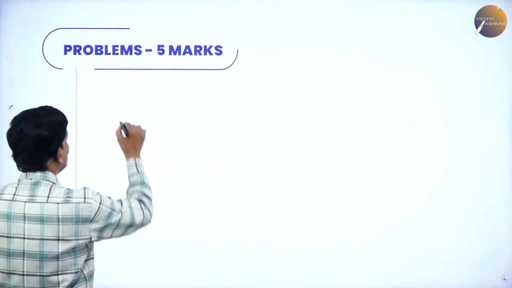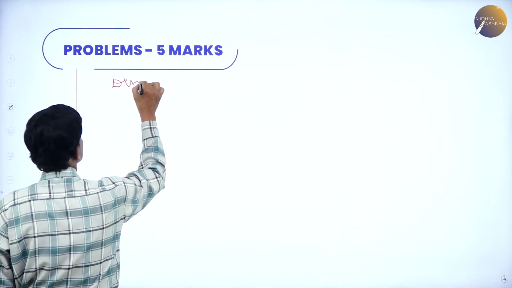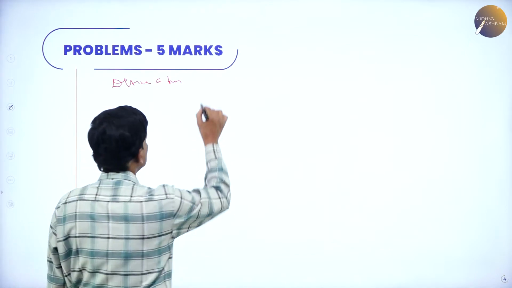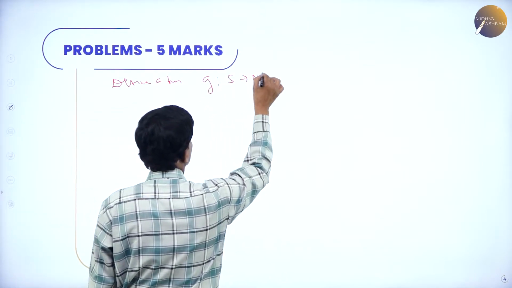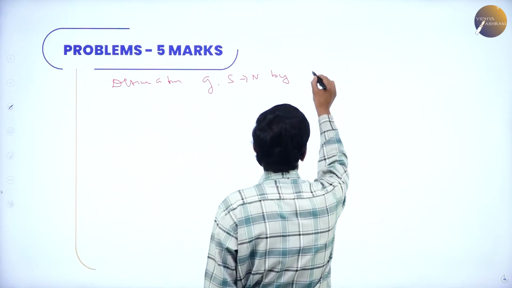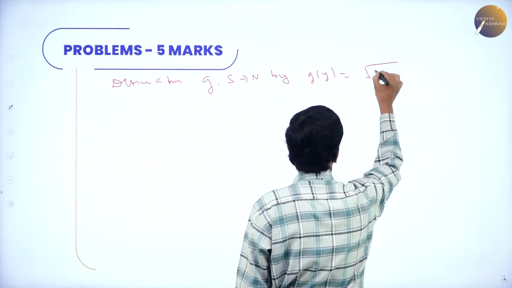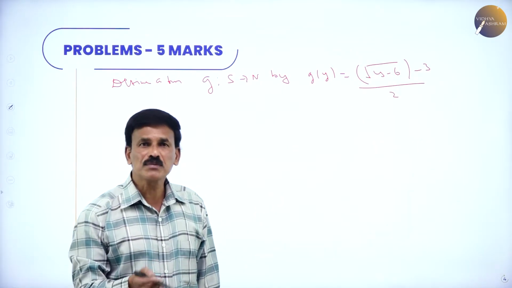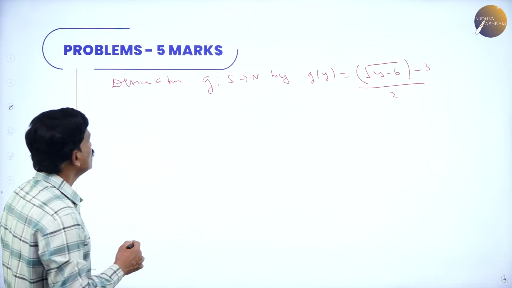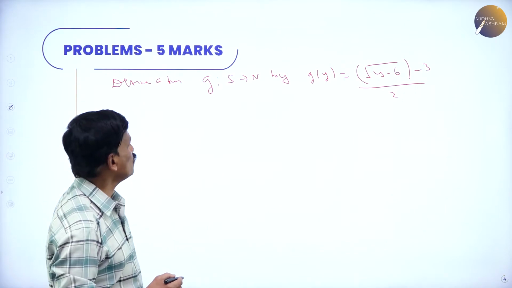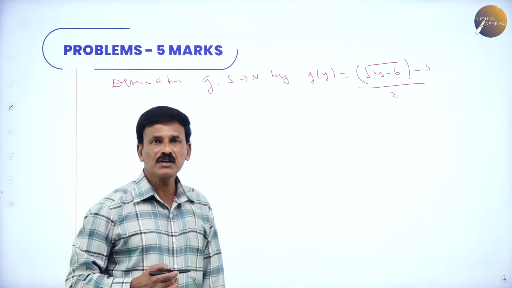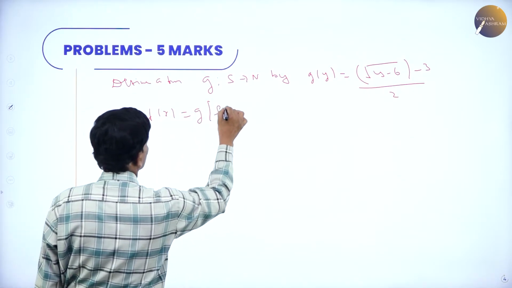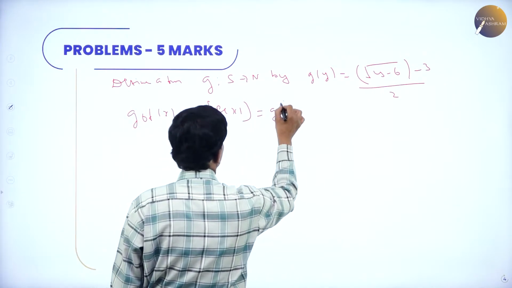Now, define a function g from S to N by g of y is equal to (root of y minus 6 minus 3) divided by 2. That is what we got from the previous step. Now, write down g naught f of x. Therefore, g naught f of x can be written as g of f of x.